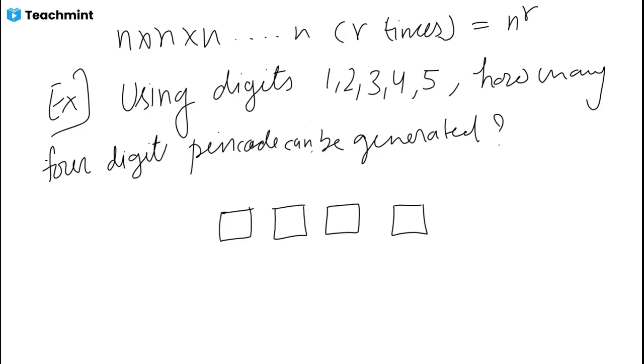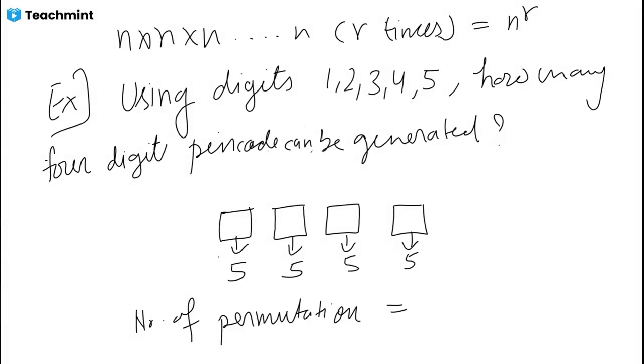Here repetition is allowed. So this place can be filled by using all of the 5 digits. Are you getting this? Similarly, this can also be filled by using all 5, and this also. So the number of permutations is equal to 5 into 5 into 5 into 5, obviously 5 to the power 4. By using this formula we can find it directly. If repetition is allowed, you can find it by using this formula directly. Got it?